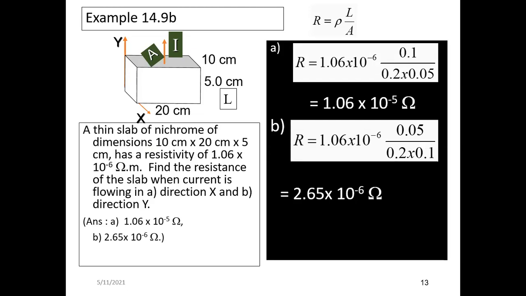Wait, direction X, direction Y. Okay, let's carry on.